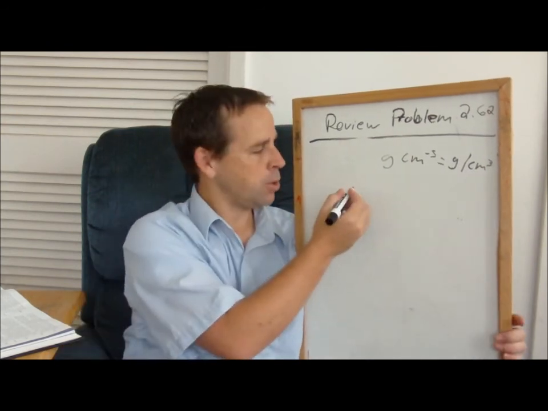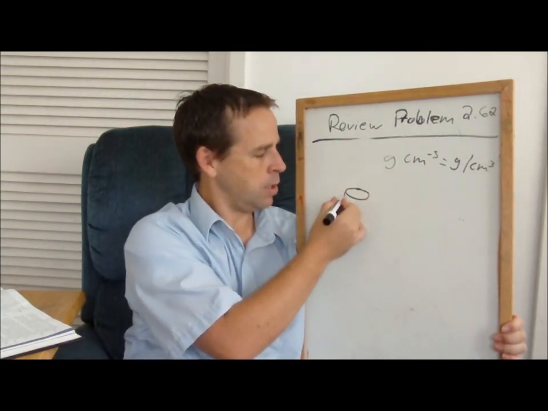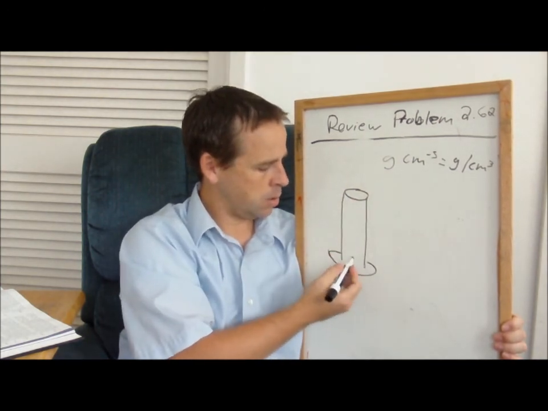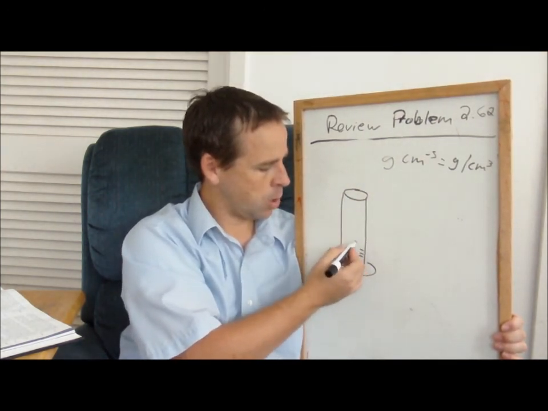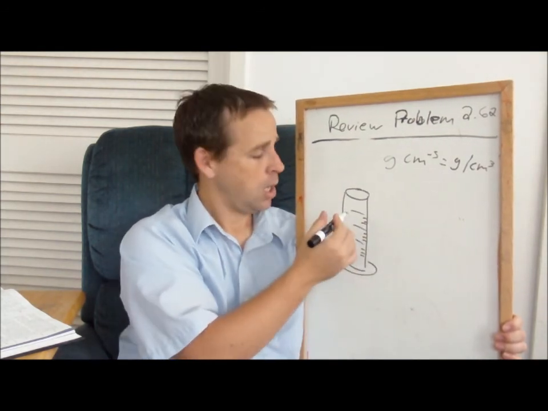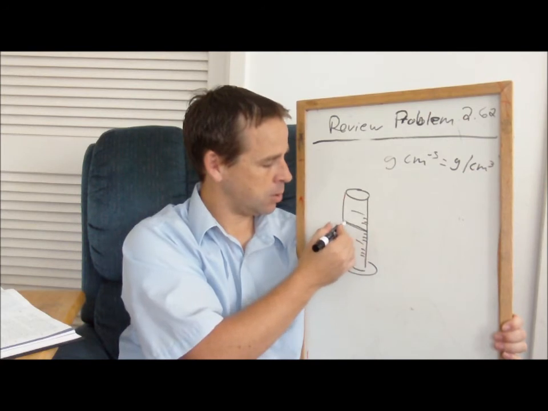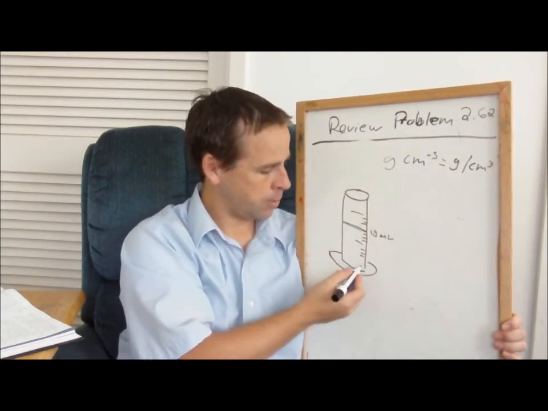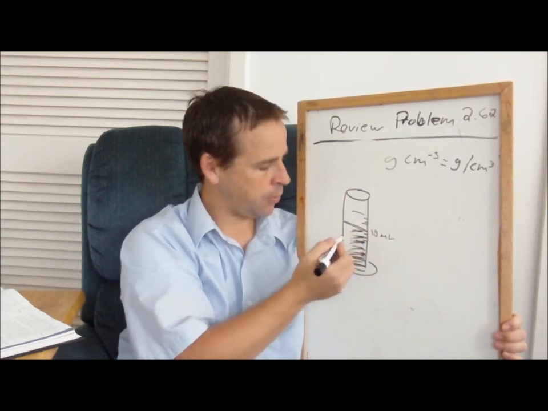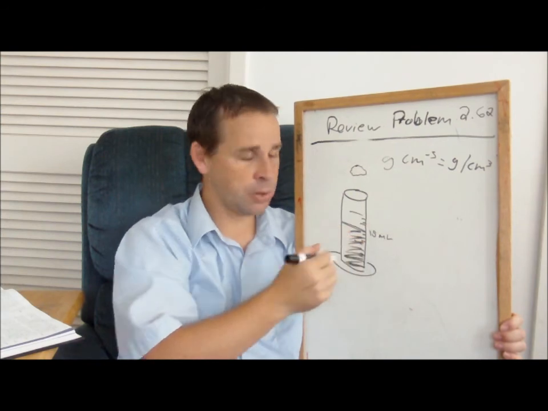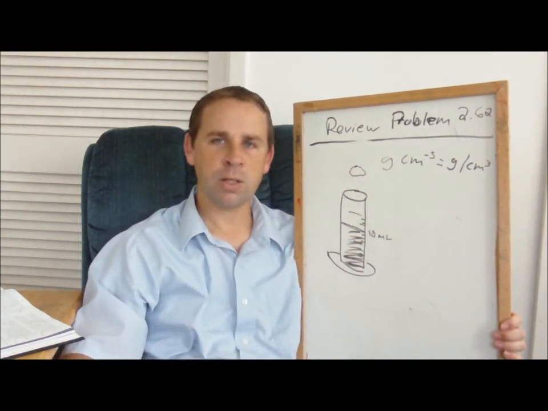Alright, so let's draw a picture of what's going on. We have a graduated cylinder. Right? A graduated cylinder means a cylinder that has marks on it to tell us how much volume of fluid we have. And we filled it up to 15 milliliters. So this is the 15 milliliter mark with water, right? So we have water up here to 15 milliliters. And then we take a piece of silver and we drop the piece of silver into the graduated cylinder.